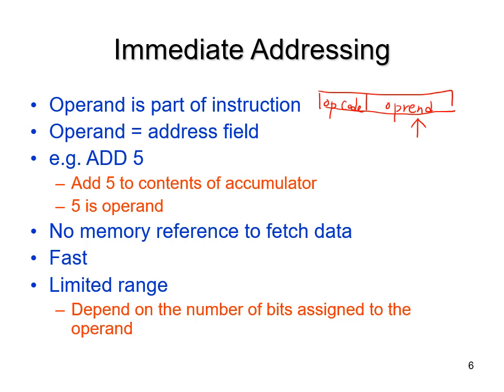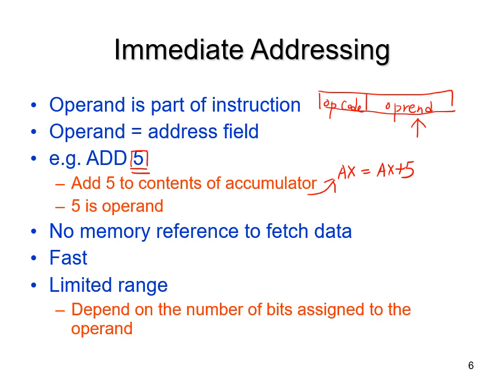For immediate addressing mode, that means the operand in the instruction contains an actual value. For example, if you perform add 5, 5 is an immediate value and it will be added to the content of the accumulator register. After executing this instruction, you have AX equal to AX plus 5. AX refers to the accumulator and 5 is the operand.